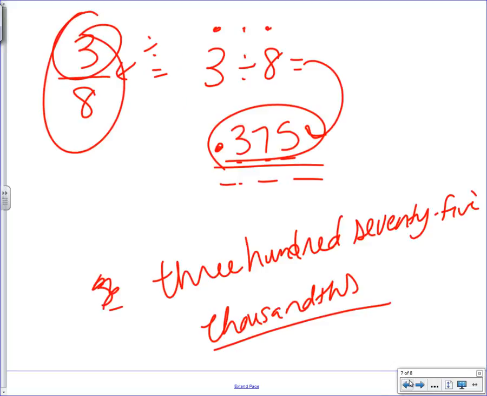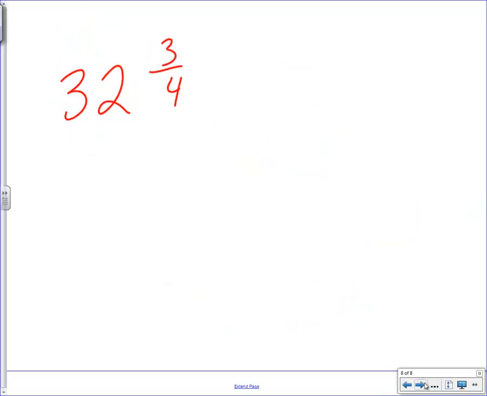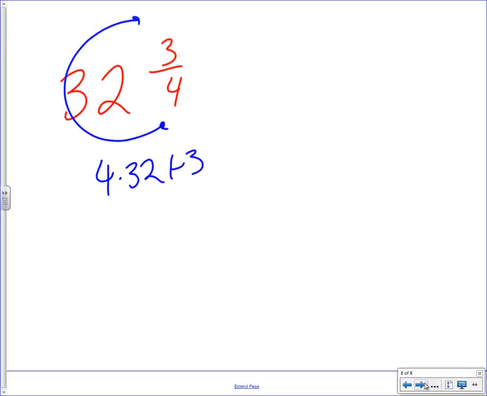What if I have a mixed number? Okay, I can't divide like I did here. I can't divide the top number divided by the bottom number because I have a mixed number. So for me to be able to get it into that format, I need to use the backwards C. So 4 times 32 plus 3 equals my numerator, and it's all over 4. It stays the same. And so if I'm working this problem and I multiply and then I add the 3, I end up with 131 over 4.